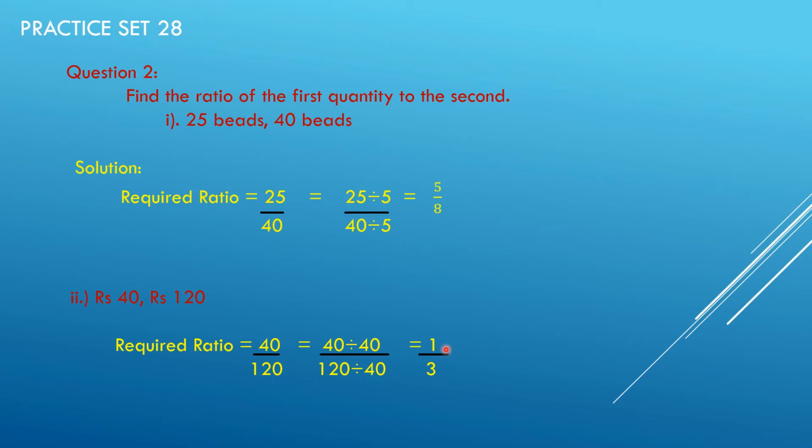And another method also: 40 upon 120, the 0 and 0 you can cancel. Therefore, it is 4 upon 12. Therefore, the HCF of 4 and 12 is 4. Therefore, 4 divided by 4 is equal to 1, and 12 divided by 4 is equal to 3, so the ratio is 1 upon 3.